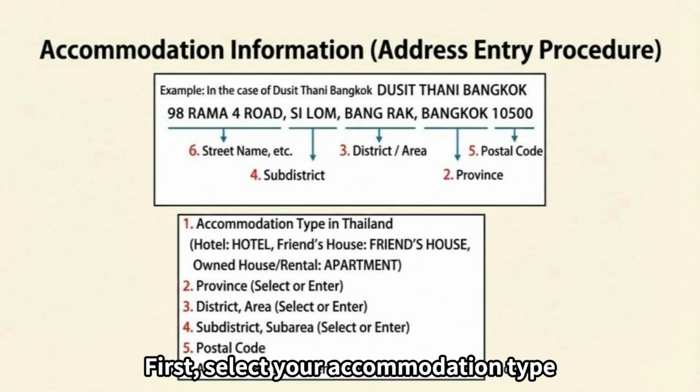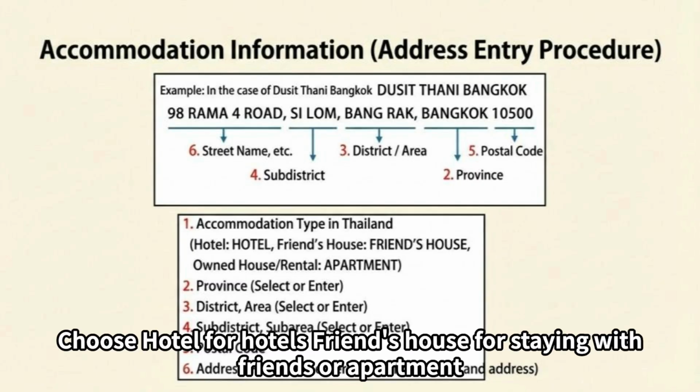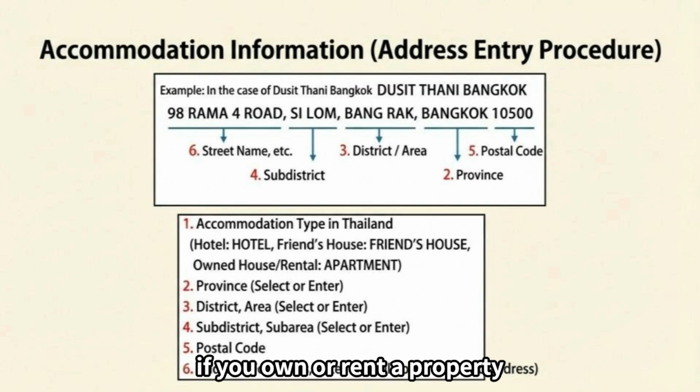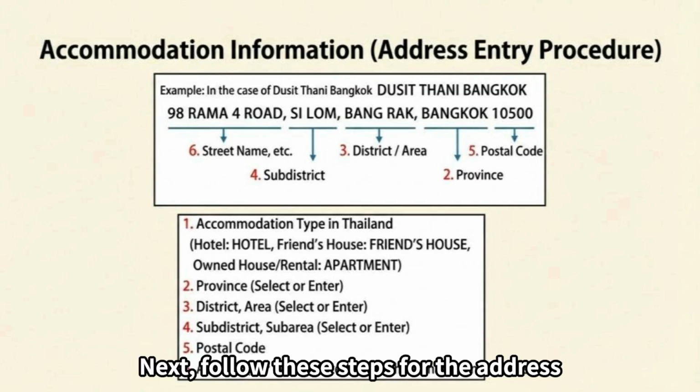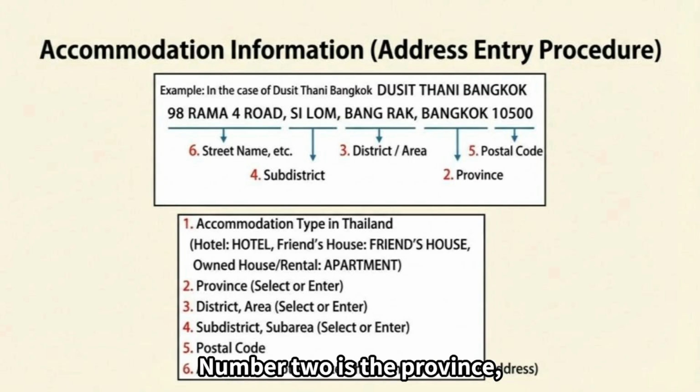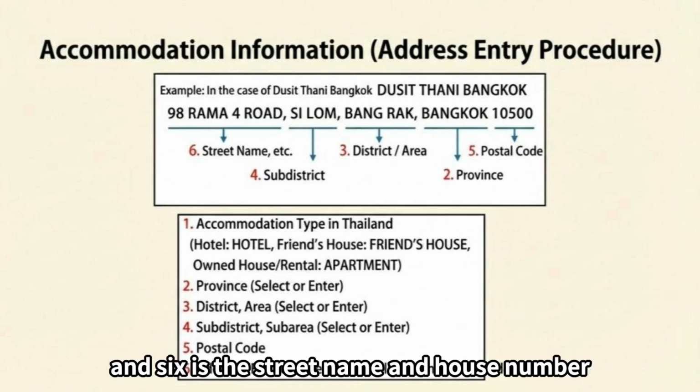First, select your accommodation type. Choose hotel for hotels, friend's house for staying with friends, or apartment if you own or rent a property. Next, follow these steps for the address. Number 2 is the province, 3 is the district, 4 is the sub-district, 5 is the postal code, and 6 is the street name and house number.